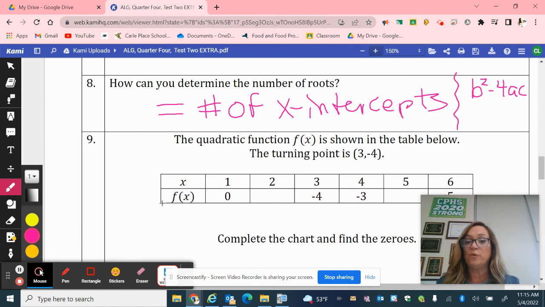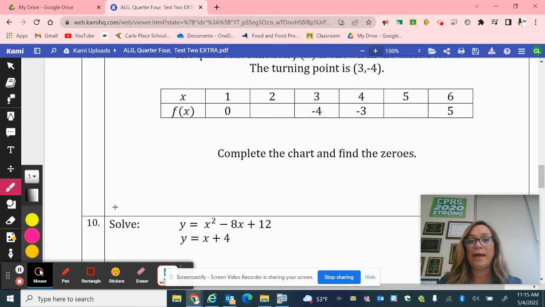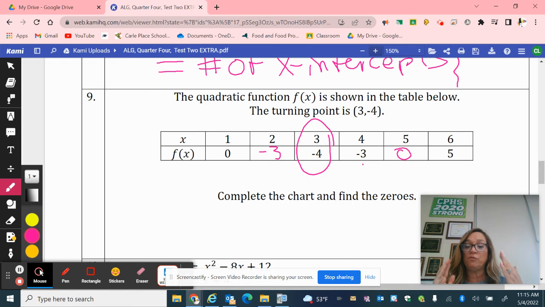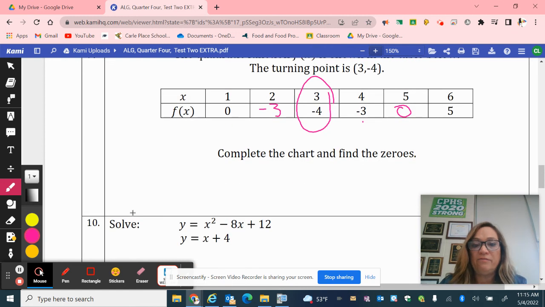It's part of the quadratic formula. Okay. So the turning point is (3, -4), which means this is going to be a partner point, and this is going to be a partner point. There's always symmetry about the turning point because it goes down and comes up, or it goes up and comes down. All right, complete the chart, done, find the zeros.